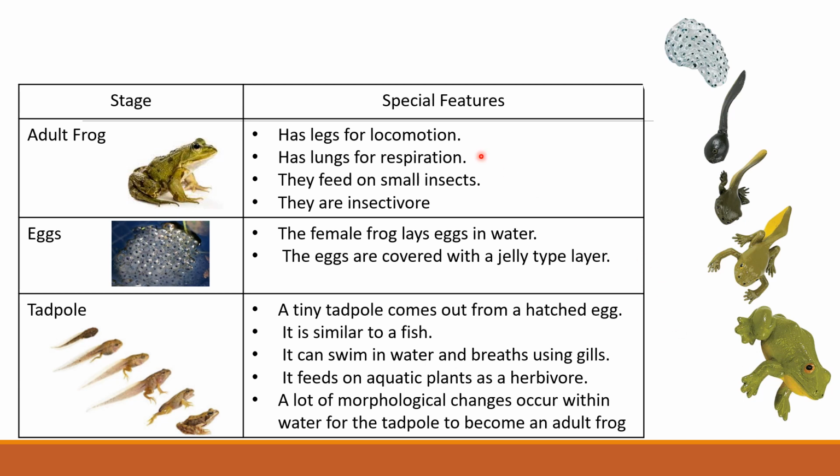So if you consider the two main stages, that is adult frog and the tadpole, their feeding habits are different from each other. So this is very important to reduce the competition to find food. So having different morphological stages with different habits is very important to reduce the competition of this animal for living.